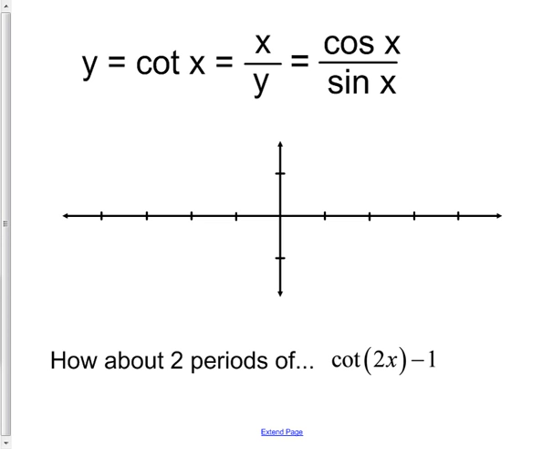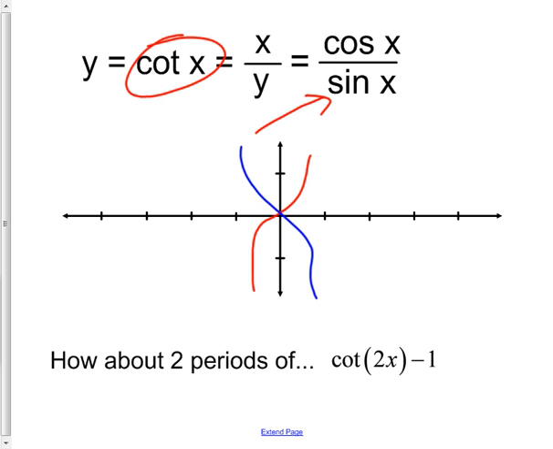All right, cotangent. X over y equals cosine over sine. So, when does cotangent ever have problems? When sine is 0. If sine's 0, it'll have asymptotes. So, the biggest mistake I see on cotangent is kids think, oh, tangent looks like this, cotangent looks like this. Wrong. Cotangent kind of looks like that, but it's moved over here.